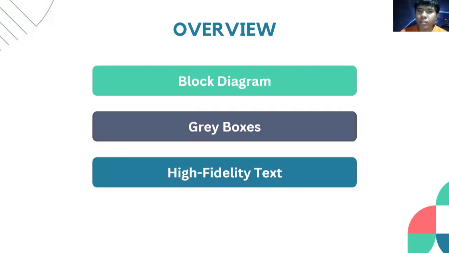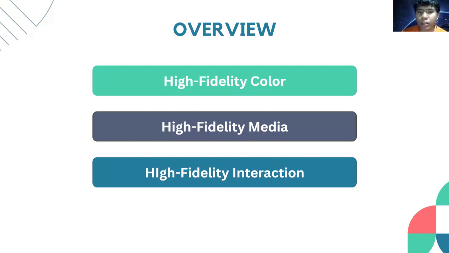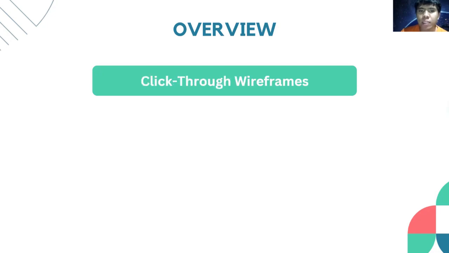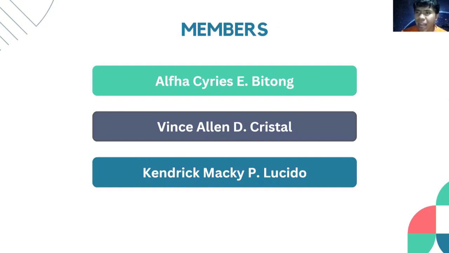For a quick overview of this presentation, we have the block diagram, gray boxes, followed by high fidelity text, then high fidelity color, high fidelity media, and high fidelity interaction, which is connected to the block diagram or wireframing. And also we have the following types of wireframes: the basic wireframes, annotated wireframes with user flows, and lastly click-through wireframes.